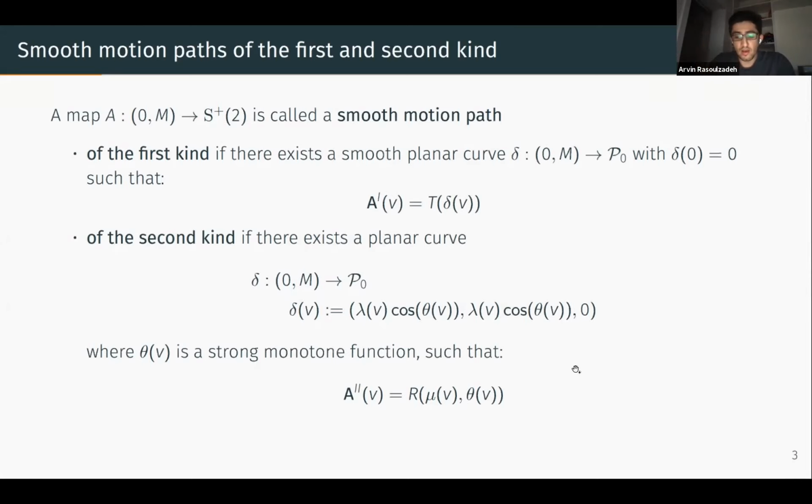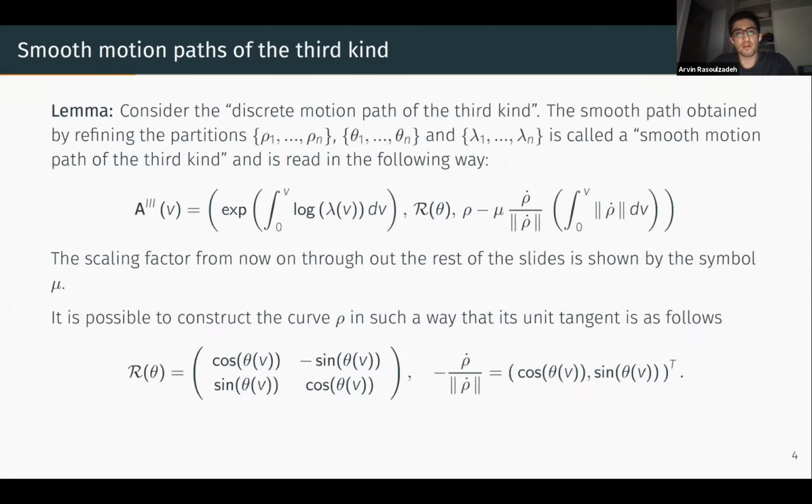However, in the case of the smooth motion paths of the third kind, the situation is a bit more complex, and we give it as a lemma, as you can see, where this rotation matrix appears on the bottom left. So in this way, we assume that theta would be a smooth and strongly monotone function. And having this rotation matrix, we can build up the smooth prism accordingly by assuming that the unit tangent to the prism would be the first column of the rotation matrix. In such a way, we would have the tangents to the prism, and from there, solving this differential equation would allow us to build up the prism.